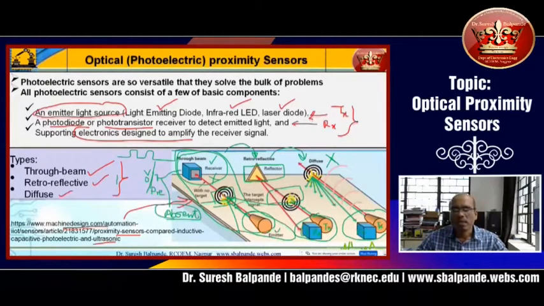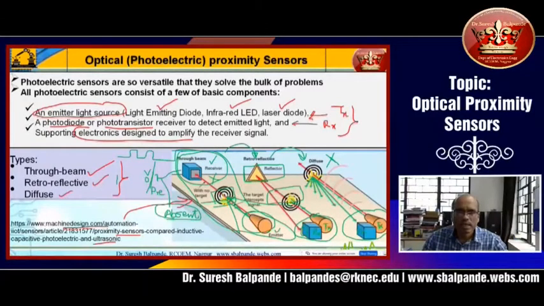Now, can anybody tell me which sensor will be having the highest sensing range? Which sensor will be having the highest range of detection? Any one of you please unmute. Yes, through beam. Why? What is the reason? Yes, this is absolutely correct answer.